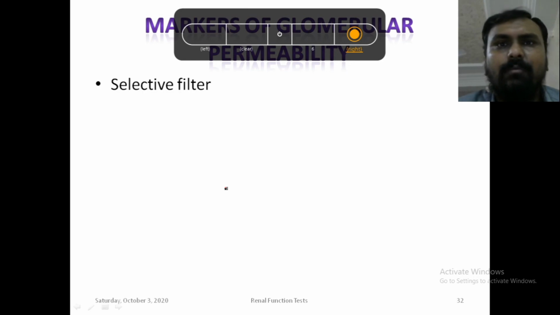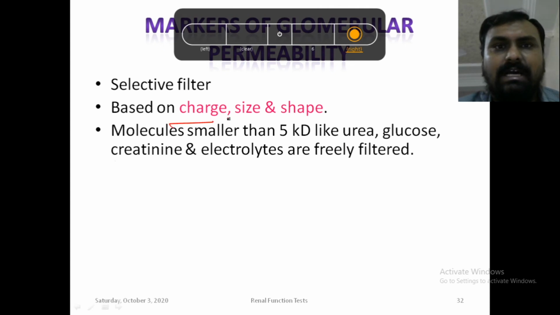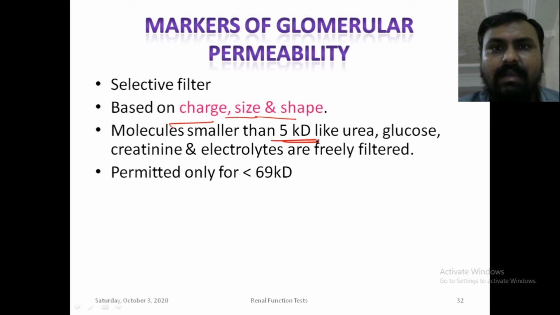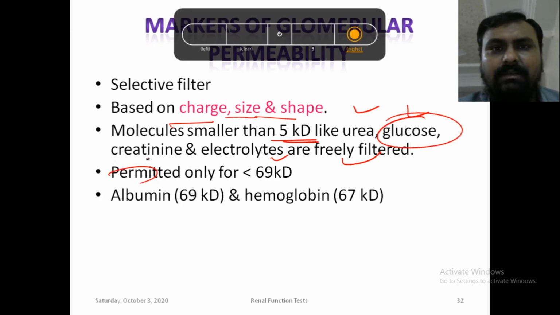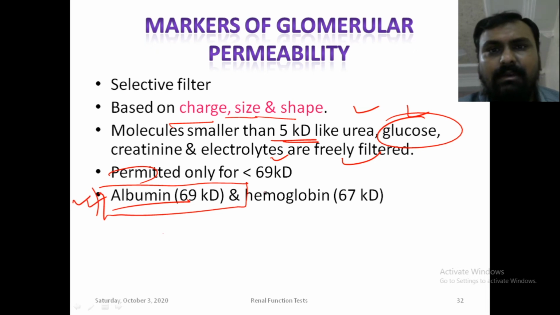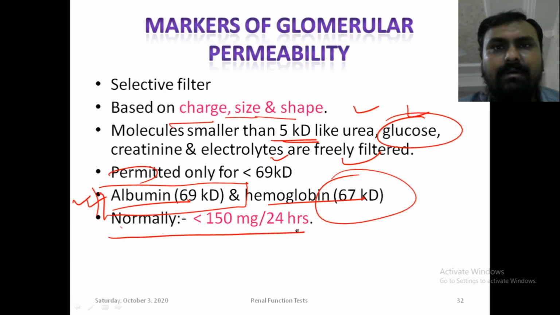Now what are the markers of glomerular permeability? The glomerulus acts as a selective filter, and based on charge, size, and shape, molecules are permeable. Molecules smaller than 5 kilodalton like urea, glucose, creatinine, electrolytes are freely filtered, but most of them are reabsorbed by the tubules. It permits only molecules of less than 69 kilodalton. So albumin with a molecular weight of 69 cannot be transported, while hemoglobin, which has a molecular weight of 67, can be filtered. And the normal level of protein is less than 150 milligram.